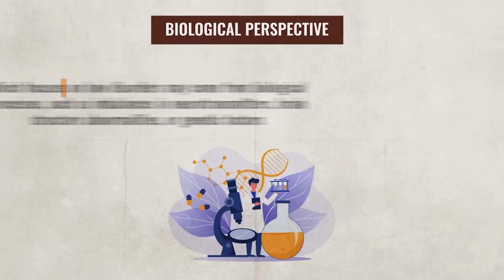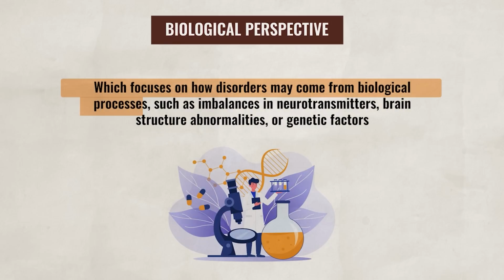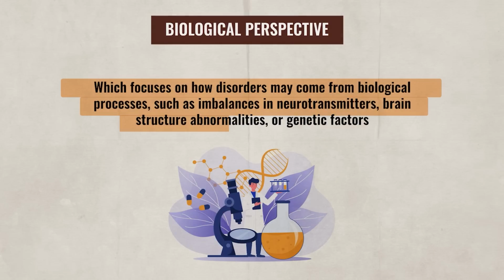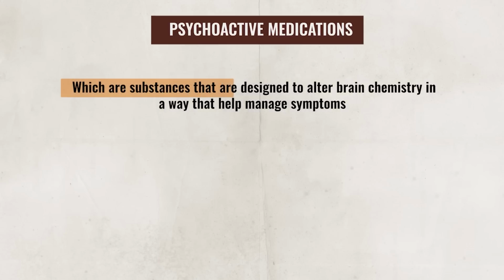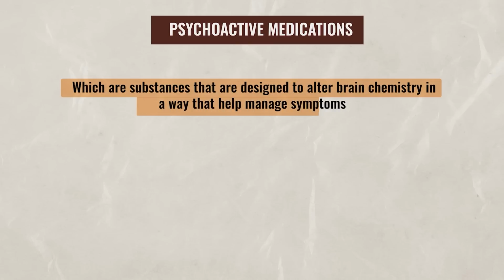We're going to talk now about the biological perspective, which focuses on how disorders may come from biological processes, such as imbalances in neurotransmitters, brain structure abnormalities, or genetic factors. This perspective often uses psychoactive medications, which are substances that are designed to alter brain chemistry in a way to help manage symptoms. For AP Psychology, you want to be familiar with 4 different psychoactive medications.